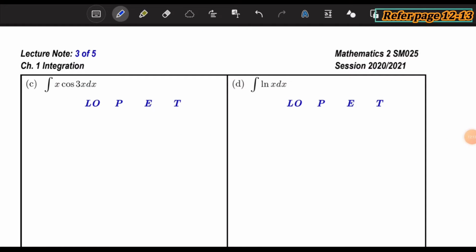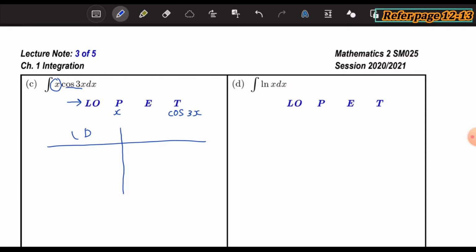Part C, integrate x cos 3x. X is a polynomial. We have x, and cos 3x is the trigo function, and both are from the different family. For different family, usually we will use by parts. And for LIATE here, this is the priority to choose u. So we divide into 2 parts.